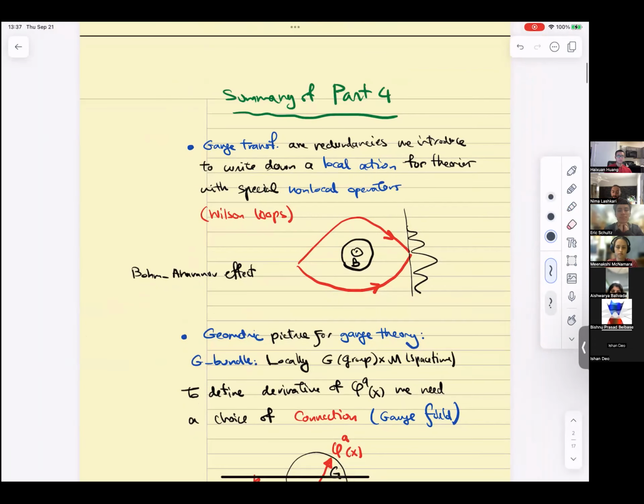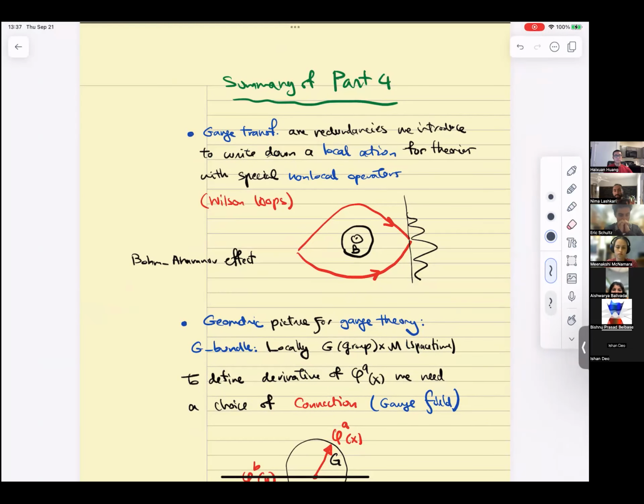All right, so I'm going to try to summarize part 4, even though it's a little bit disconnected, but I just want to make sure that we close that chapter and move on for now. We talked about gauge transformations as redundancies that we introduced to write local actions for theories with special non-local operators, namely Wilson loops. And electrodynamics is one such example. That's the setup where you have a Wilson loop associated with a loop like this. And there's a non-trivial observable, that phase that you observe here in the form of interference patterns, and it's called the Aharonov-Bohm effect.